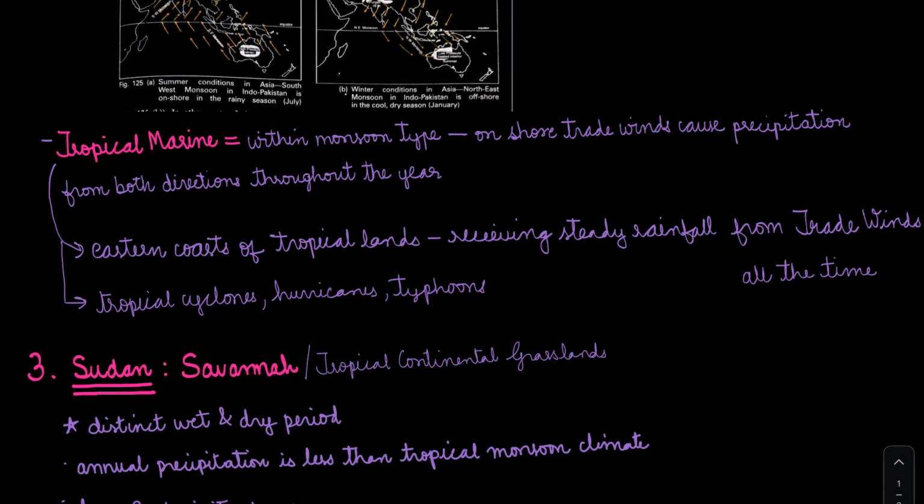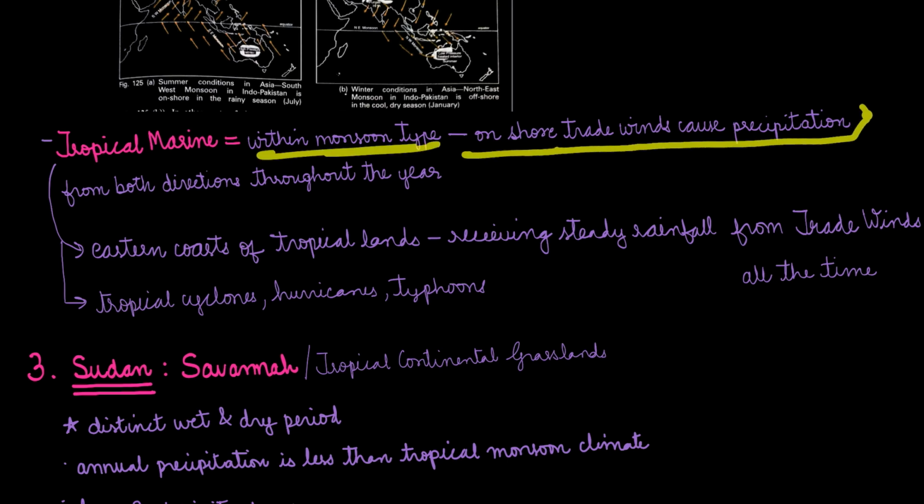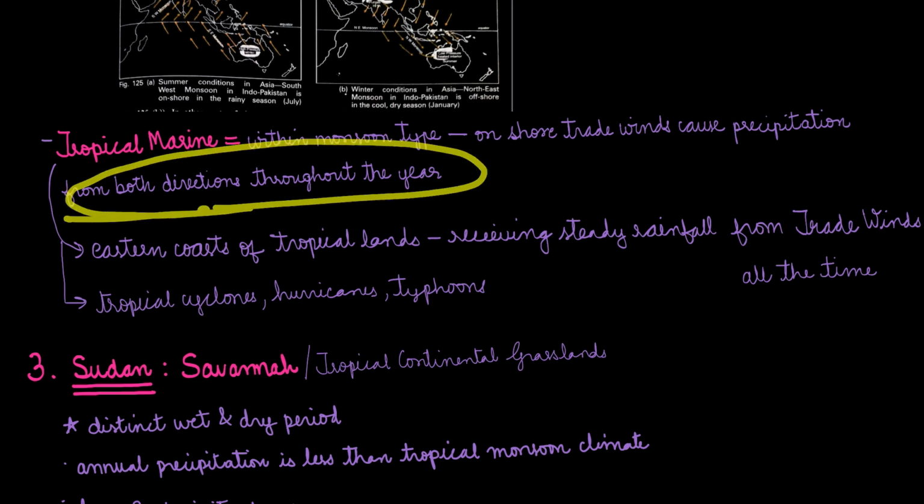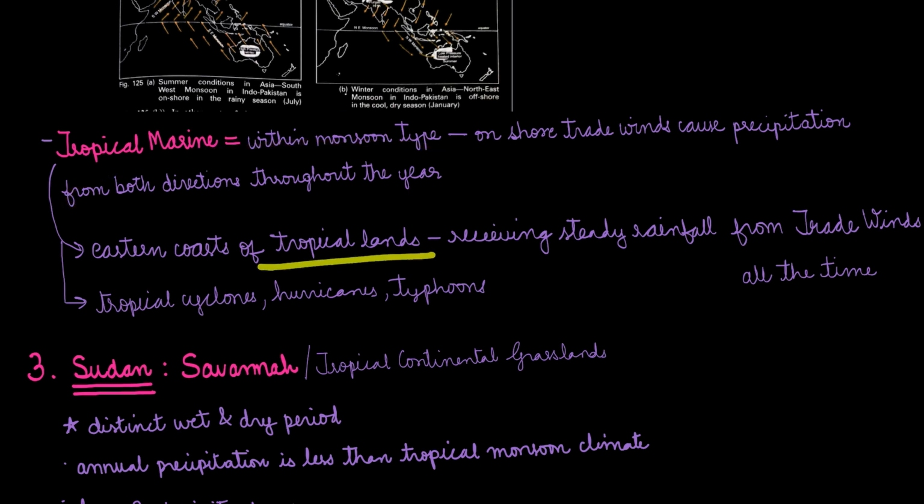Also, within the tropical monsoon climates, there is the tropical marine climate. It is within the monsoon type. Onshore trade winds cause precipitation, as we all know. Here we could see these are the onshore winds which are causing precipitation during June, July, then from both directions throughout the year. So the eastern coast of tropical lands receives steady rainfall from trade winds all the time.